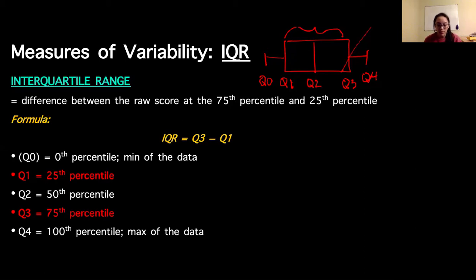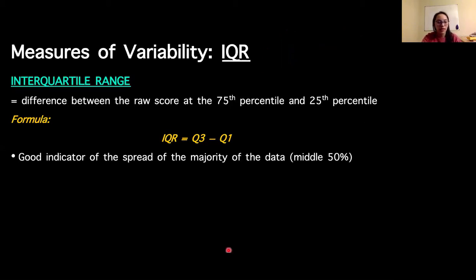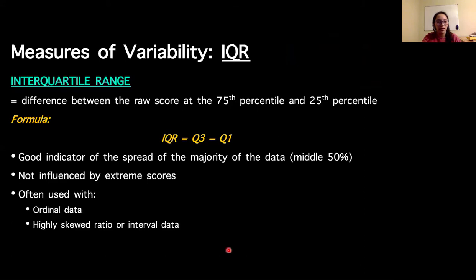So I think I have one more slide on this. Right, so good indicator of the majority of the data, not influenced by extreme scores. It's often used with ordinal data, so when you have rank order type values, right? Or we could also use it with highly skewed data, purely because of this extreme score idea, right? Interval data is also another good one to use the IQR for, largely because 0 is not considered a non-score, if you will.